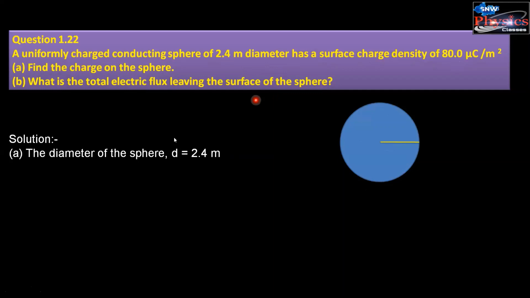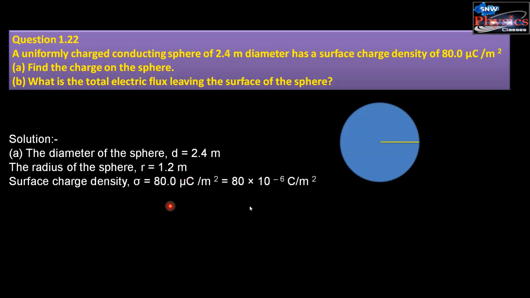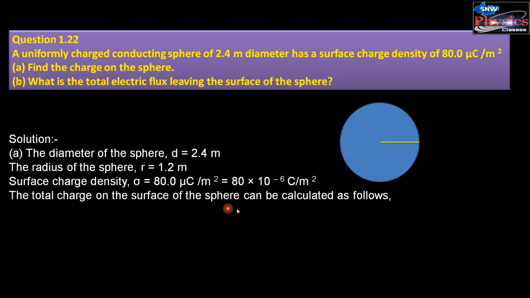Diameter of the sphere is d equal to 2.4 meter. Radius of the sphere will be 1.2 meter. Here it is given that surface charge density is 80.0 microcoulomb per meter square. ठीक है, इसको हम लोग microcoulomb की value यहाँ पे लिखेंगे, 10 to the power minus 6 coulomb per meter square. Next, the total charge on the sphere, surface of a sphere, can be calculated by using this formula. Q is equal to charge density into surface area.